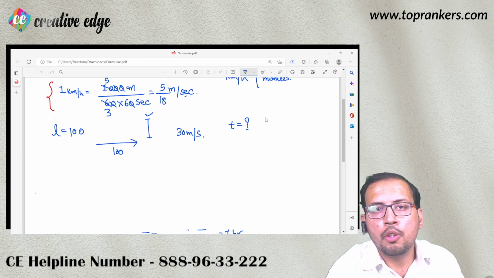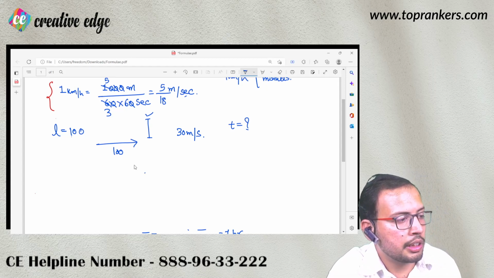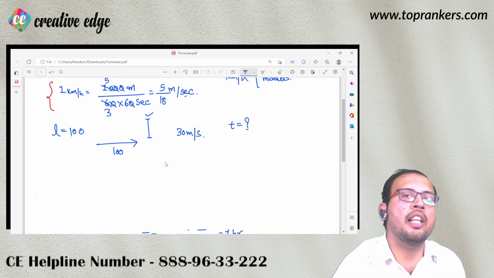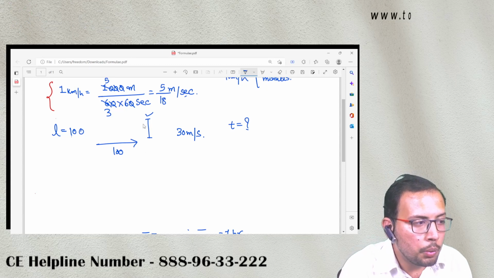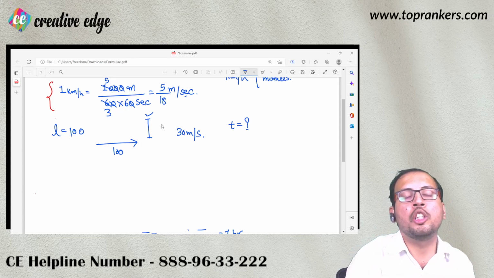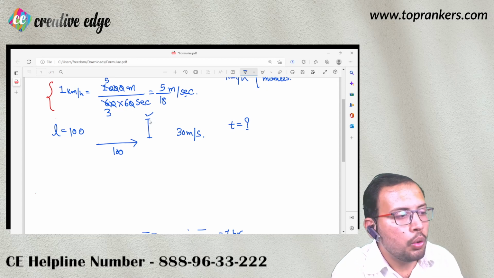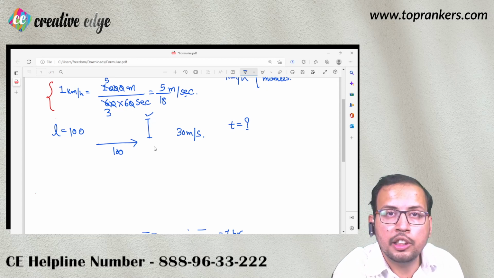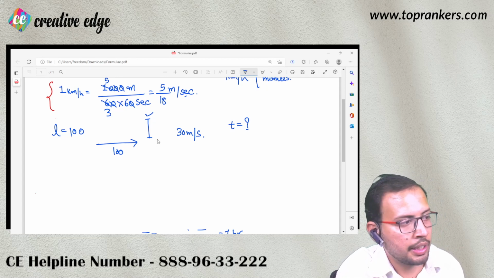ठीक है? So in order to understand, solve this question, यहाँ पर आपको एक चीज समझनी होगी कि what is the length that needs to be covered by train in order to cross this pole. So if my train wish to cross this pole, how much distance I need to cover? This should be the very first question that we should be asking.